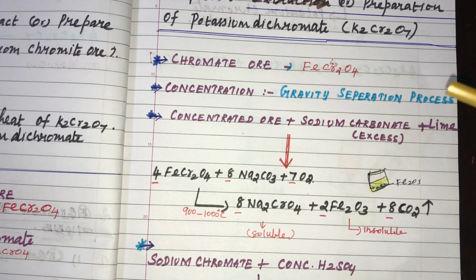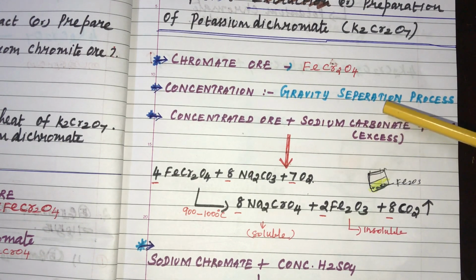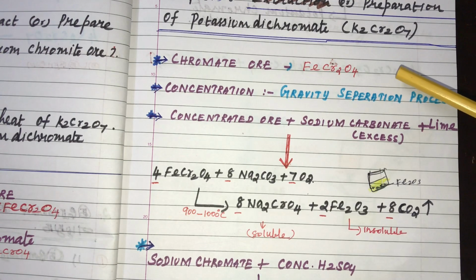FeCr2O4. And here the ore is concentrated by the gravity separation process. The ore is passed in a running current of water, thereby lighter impurities are washed off and heavier impurities are left behind at the bottom. So two points: the name of the ore is chromite ore and its formula, and the ore is concentrated by the gravity separation process.